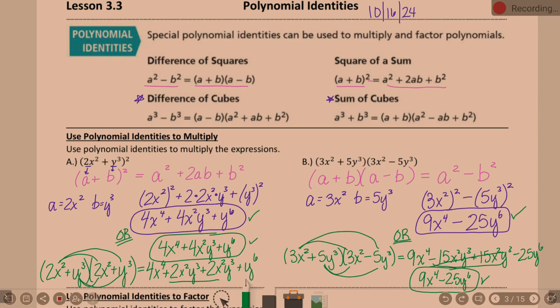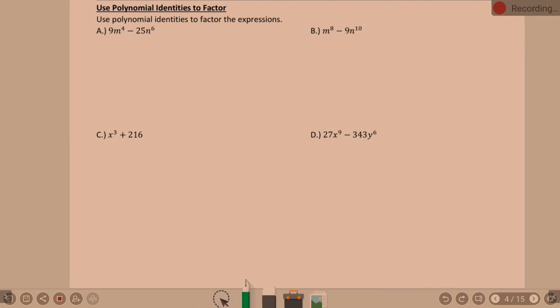Now, the factoring is not so much a take it or leave it. The factoring you kind of have to know. So, let's go talk about factoring. We have 4 different examples that kind of match up with several of the pieces up above. It says to use polynomial identities to factor the expressions. Our first expression is 9m to the fourth minus 25n to the sixth.